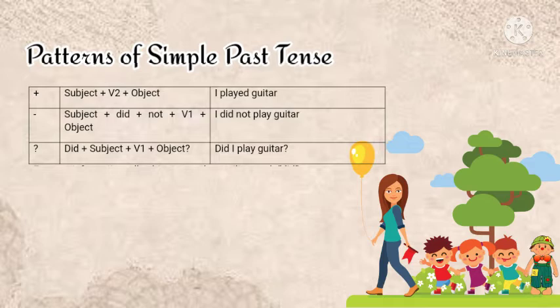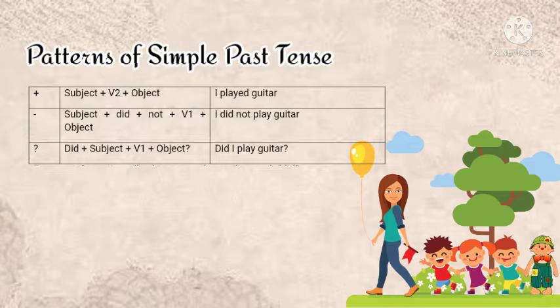Here are the patterns of simple past tense. For a positive sentence, the pattern is subject plus verb 2 plus object. For example, I played guitar. And for the negative sentence, the pattern is subject plus did plus not plus verb 1 plus object. For example, I didn't play guitar. And for the question, the pattern is did plus subject plus verb 1 plus object. For example, did I play guitar?